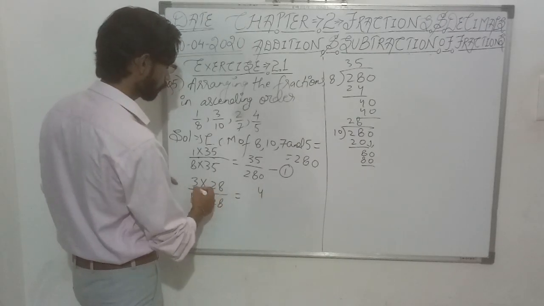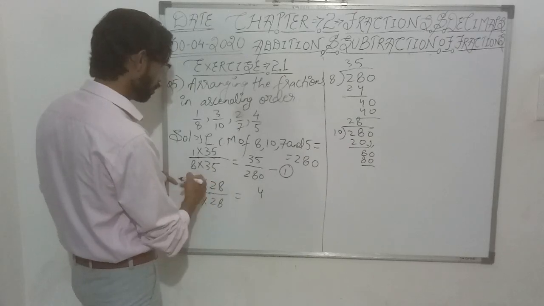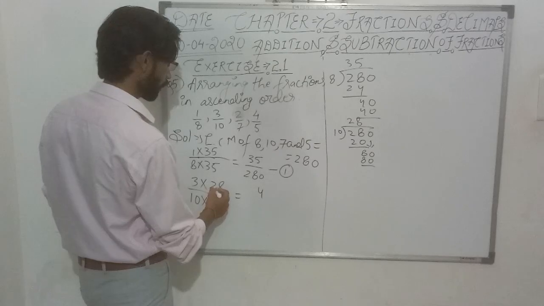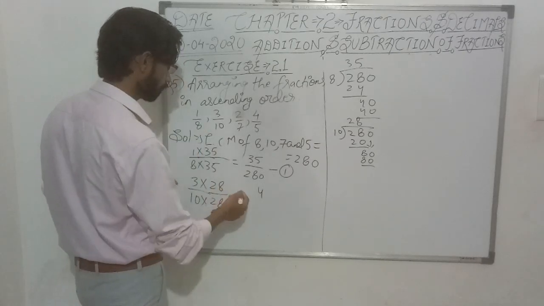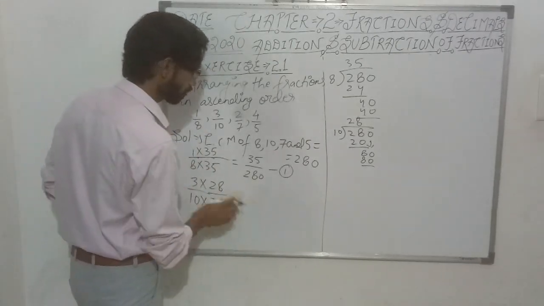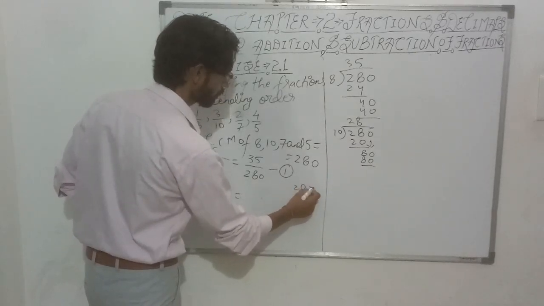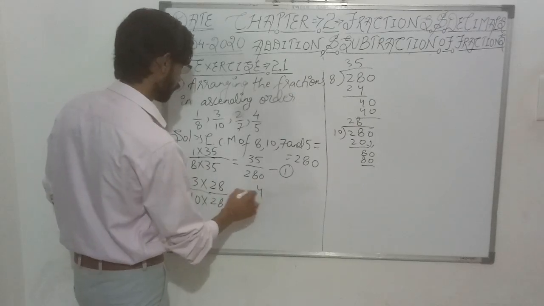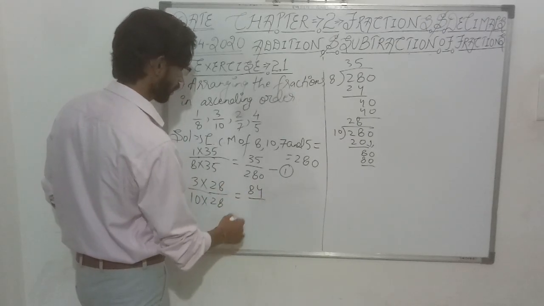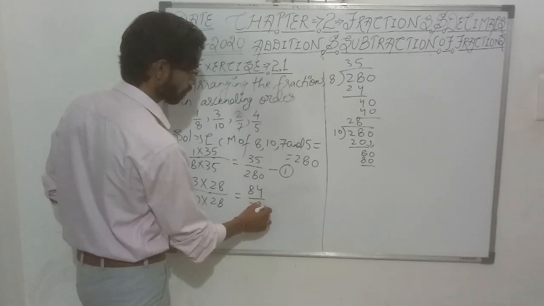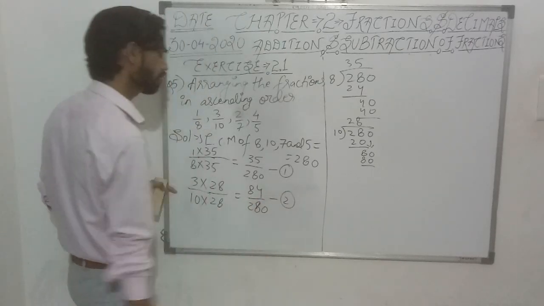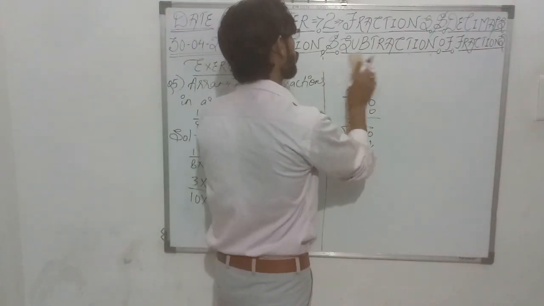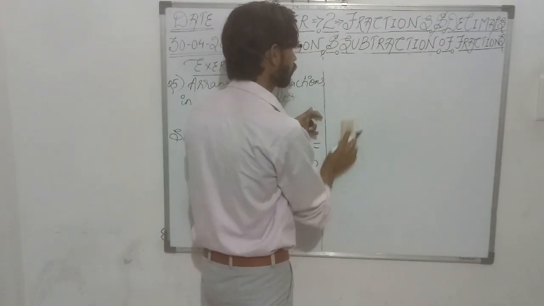8 3s are 24. Sorry, I'm a little bit stuck here. So we'll do it. Yeah, 8 3s are 24. We're doing it correctly. 24, 3 2s are 6 plus 2, 84 upon 280. This is our second fraction. Okay, so the two fractions we have converted into like fractions.